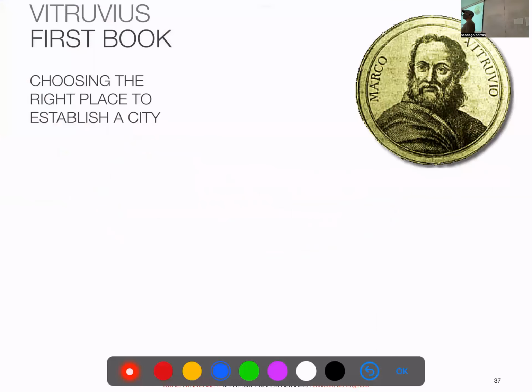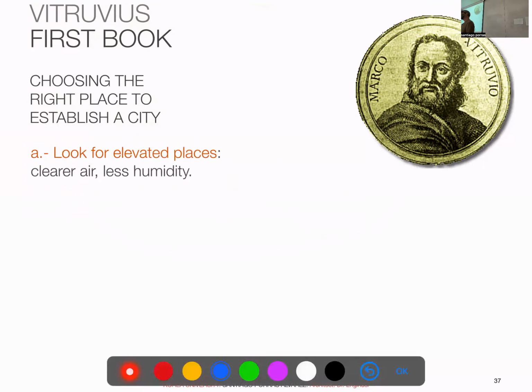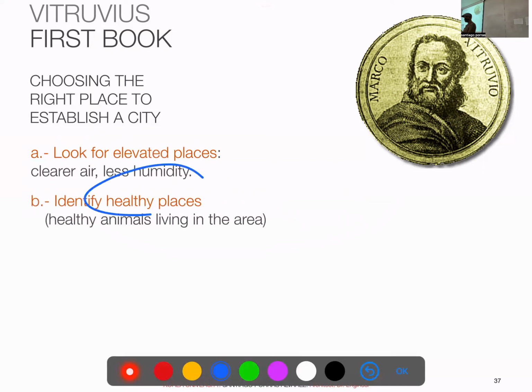We go back to Vitruvius, right? And I think Romans are interesting because they spent centuries creating new cities from Germany and Scotland to Egypt. So they worked in all climates. So they have a huge experience. And what they say is quite reasonable. So Vitruvius said, well, you have to look first for a high place to have clean air, to avoid humidity, which is interesting. You have to identify healthy places.